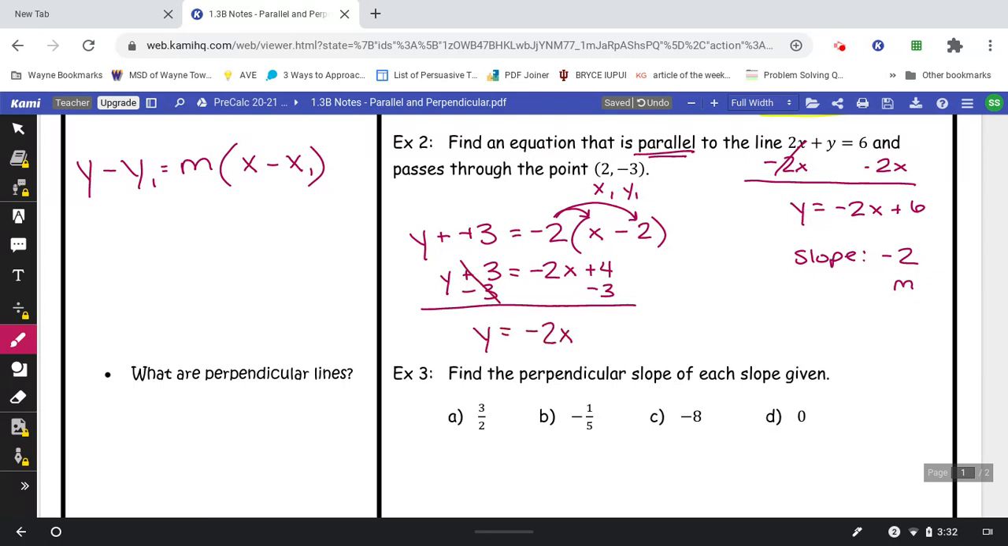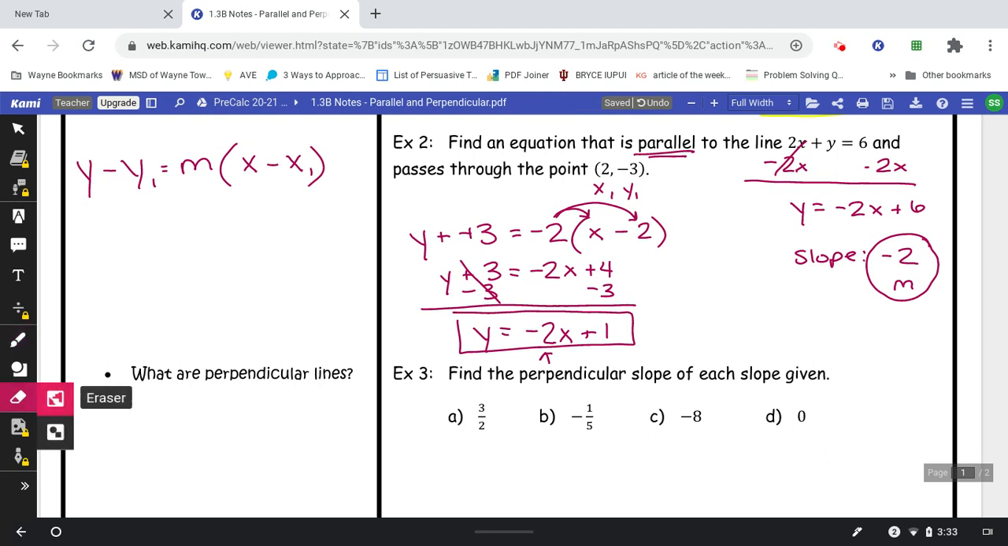All right, we should end up with a final answer of y equals -2x plus 1. And we are done. The directions were asking us to find an equation. We did. And if you remember, your first slope was -2, and this slope right here is -2, which means that they are parallel.